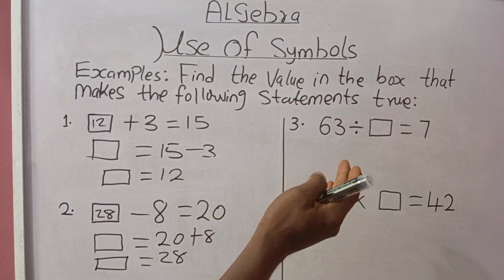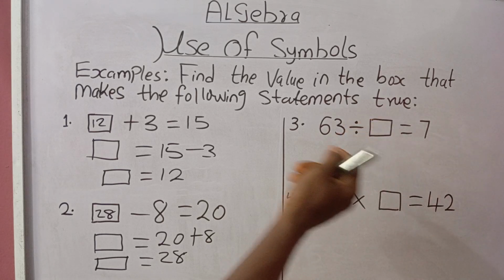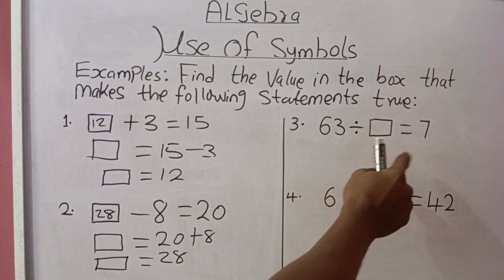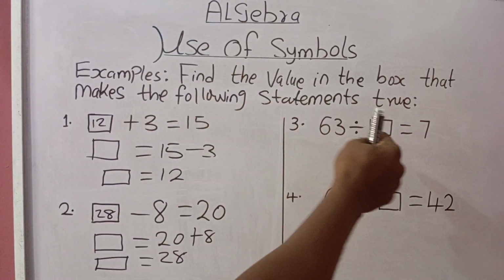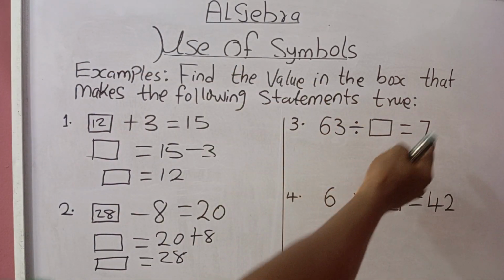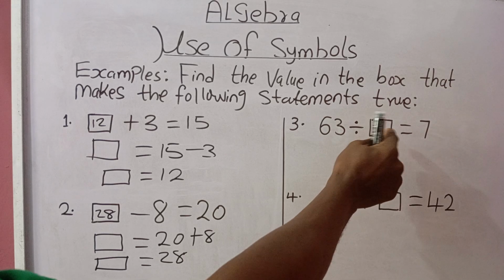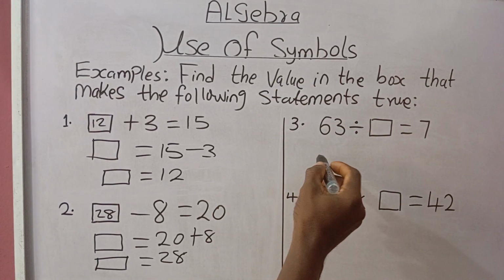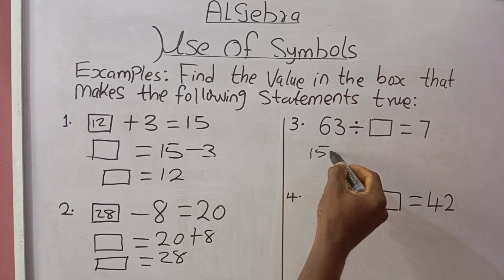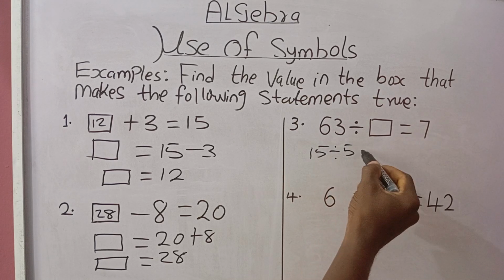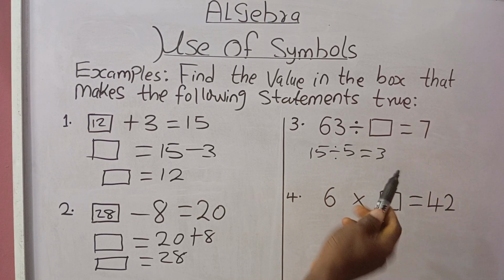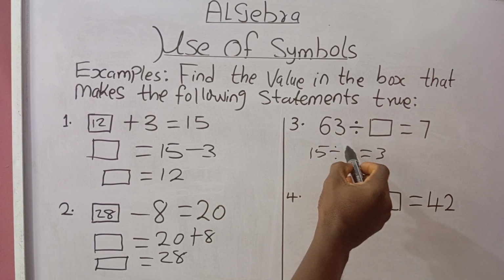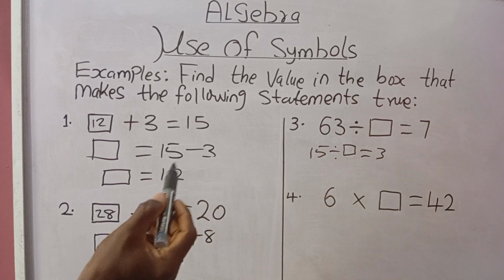Now let's move to number 3. Number 3 has to do with division. What we have here is 63 divided by a certain number will produce 7. What is that number that enters this box to make it true that 63 divided by the number will give us 7? Take, for example, we have 15 divided by 5. What will it give us? 3.